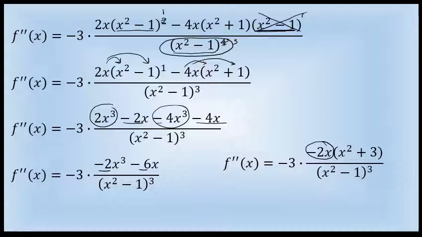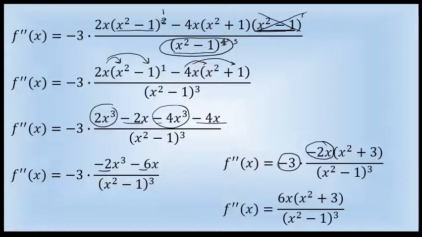And the last step in this simplification process will be to multiply the negative 3 by the negative 2x that you've factored out to the front of the numerator, and that gives the simplified version of the second derivative. Negative 3 times negative 2x is positive 6x, so we have 6x times x squared plus 3 over x squared minus 1 to the third. Now that you have the second derivative, you can determine some information about the graph's concavity.